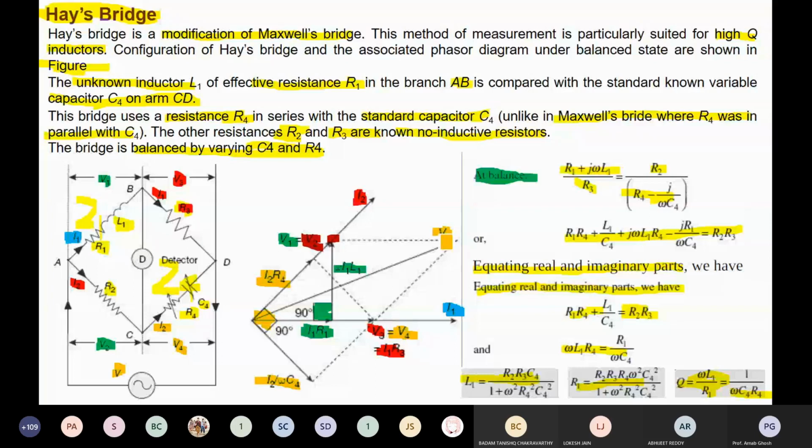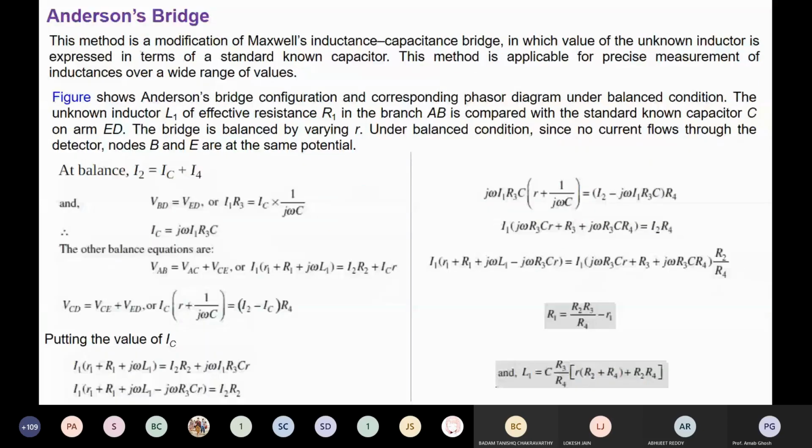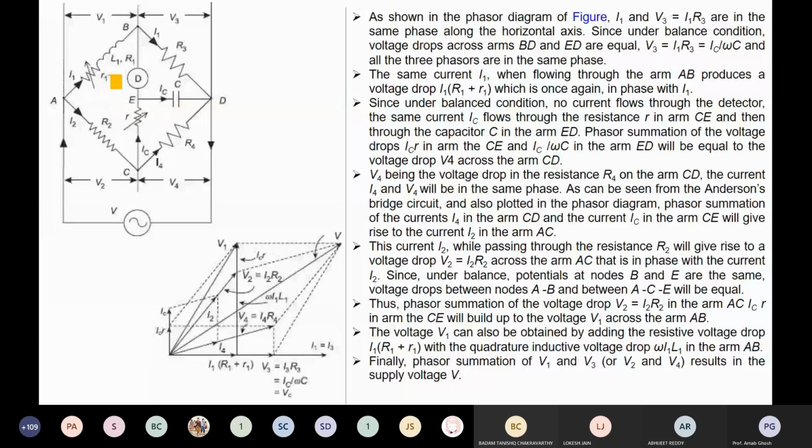Then the most important thing is the phasor diagram of the Anderson bridge. The Anderson bridge is the most important bridge. It is a modified version of Maxwell's inductance capacitance bridge. In this case, the unknown inductor is expressed in terms of the standard known capacitor. If you see the structure of the Anderson bridge, which one is your unknown inductor? L1 is your unknown inductor. Here you are adding one variable resistance, that is a rheostat, in series with your unknown inductance. And what is your R1? R1 is the equivalent series resistance of this inductor.